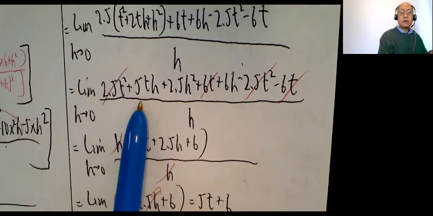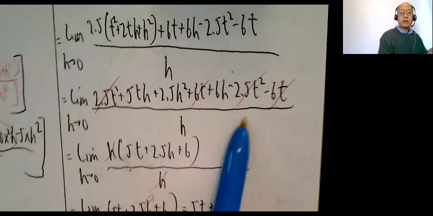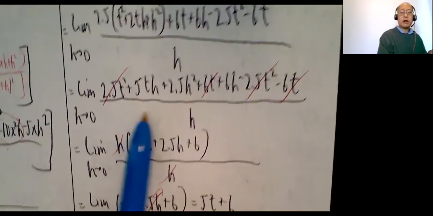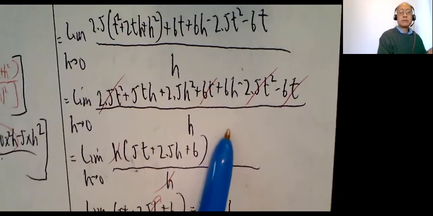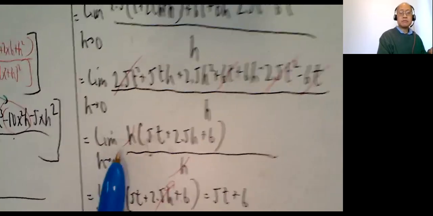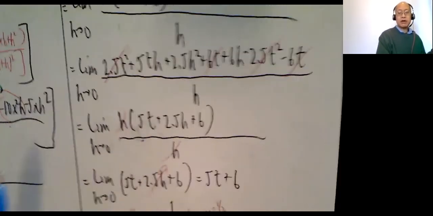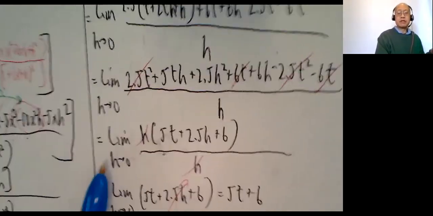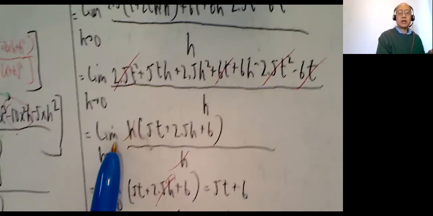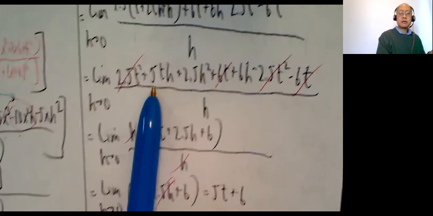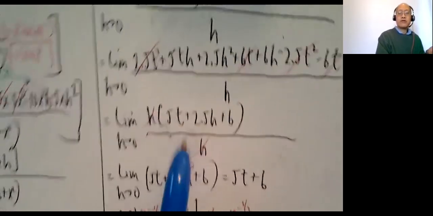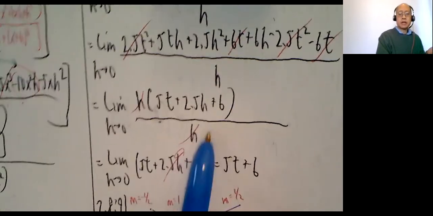So I have that one, and that one. Big surprise. What do they all have in common? h. Factor out the h and cancel with the h in the bottom. I mean, that's a recurring thing. You might as well pretty much bank that that's going to happen for these problems. You want to cancel that h. So there's going to be a factor of h on the top. So h times (5t plus 2.5h plus 6).